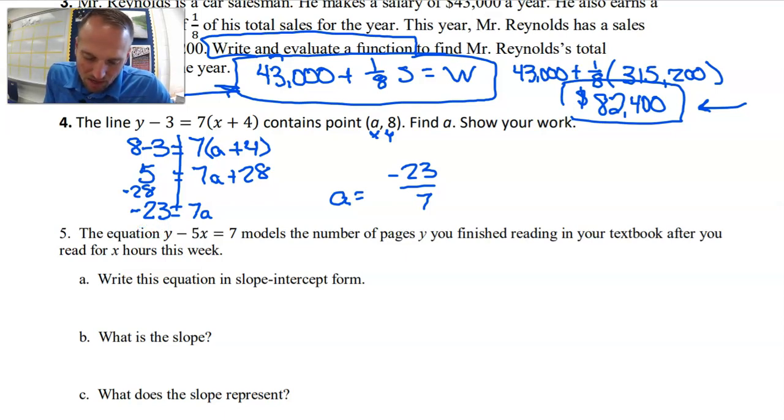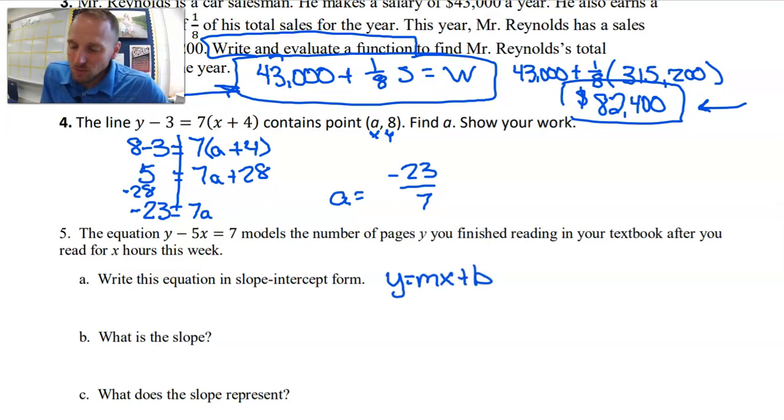Let's look at number 5. The equation y minus 5x equals 7 models the number of pages y you finish reading in your textbook after you read it for 8 hours this week. Write this equation in slope-intercept form. Slope-intercept form is y equals mx plus b.